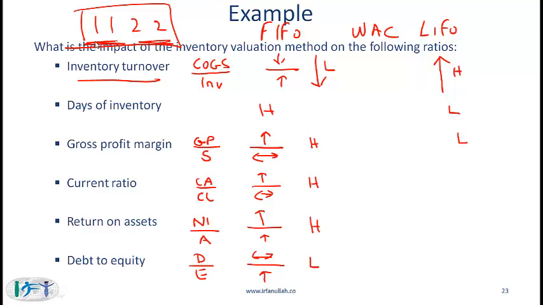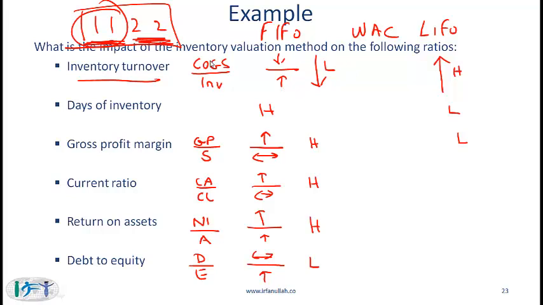Let us assume a rising prices environment. You buy your inventory for $1 first, and then inventory is purchased for $2. The inventory turnover ratio is COGS over inventory. With FIFO, we have first in, first out. So the $1 inventory is sold first. COGS is low. Inventory is what is left. That is relatively high.